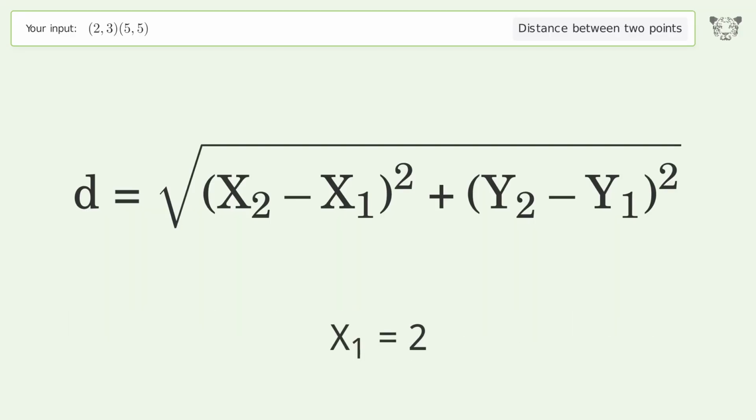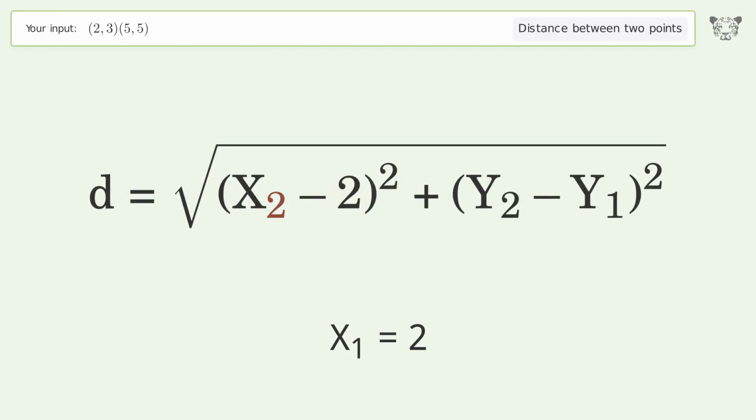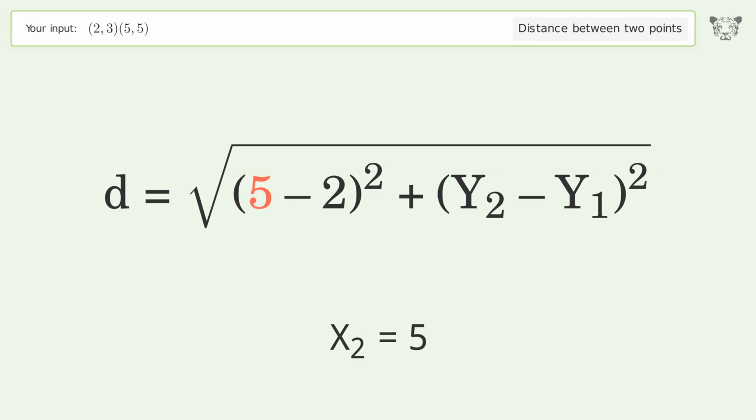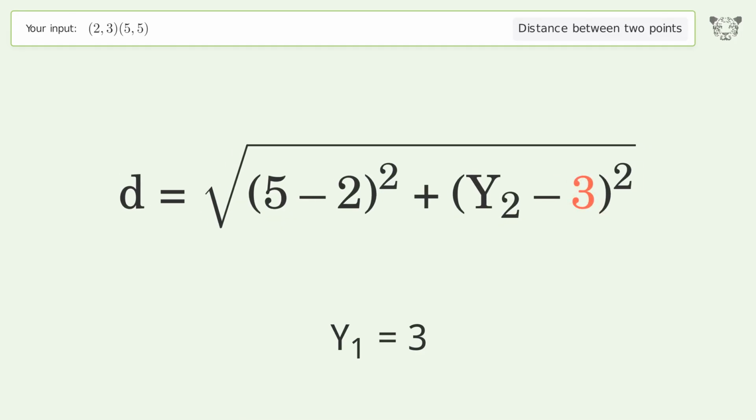x1 equals 2. x2 equals 5. y1 equals 3. y2 equals 5.